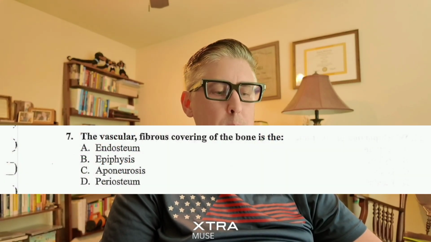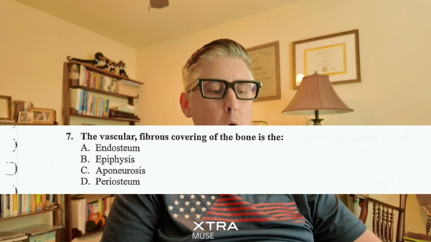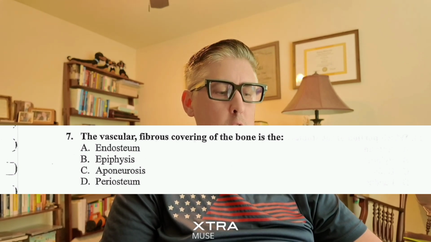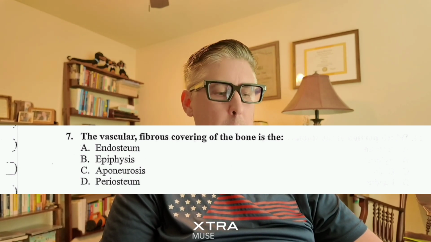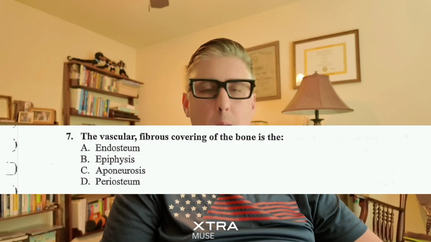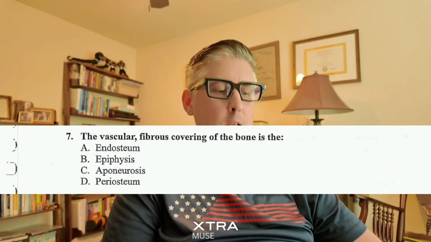Not going to give you the numbers, just going to read them on here. Here we go. The vascular fibrous covering of the bones. The covering of bones is the what? The endosteum, the epiphysis, the apparatus, or the periosteum. What do you think the vascular fibrous covering of the bone is? Yeah, it's D, the periosteum. Peri means around, and osteum means bone. It's pretty straightforward on that question.